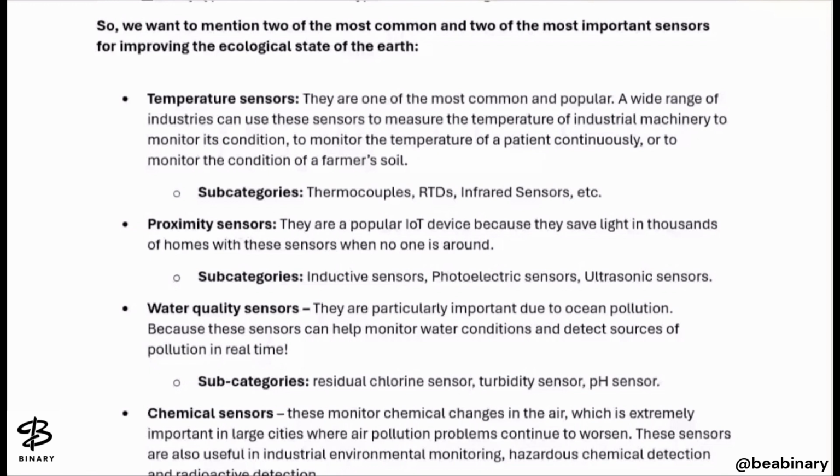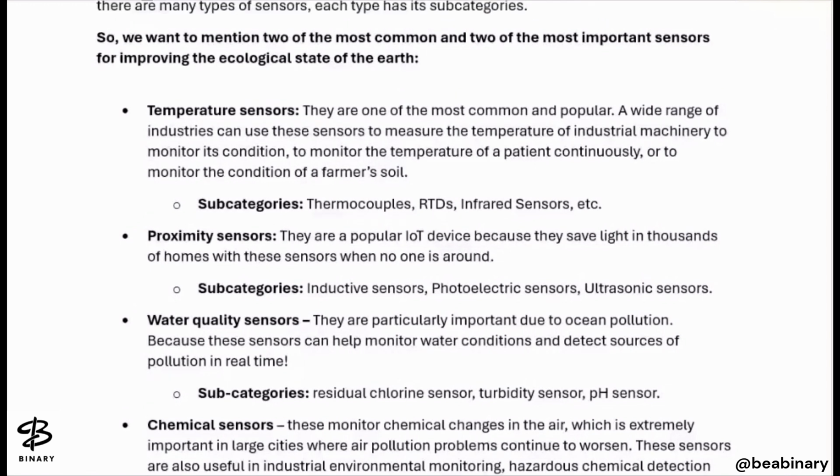So what comes under the temperature sensor? Example, we talked yesterday that an IoT application is agriculture, right? Agriculture में कैसे use हो रहा है? So there are one or more common and popular uses. A wide range of industries can use this sensor to measure the temperature of industrial machinery to monitor its condition. ठीक है, जैसे अभी हमने ऊपर AC का एग्जाम्पल लिया, और अगर हम एग्रीकल्चर में IoT एप्लीकेशन की बात कर रहे हैं तो वहाँ पर सॉइल का टेम्परेचर क्या है, सॉइल की क्वालिटी क्या है, to monitor the temperature of a patient continuously और to monitor the condition of a farmer's soil. तो यहाँ पर तीनों एप्लीकेशन का एग्जाम्पल दे रहे हैं.